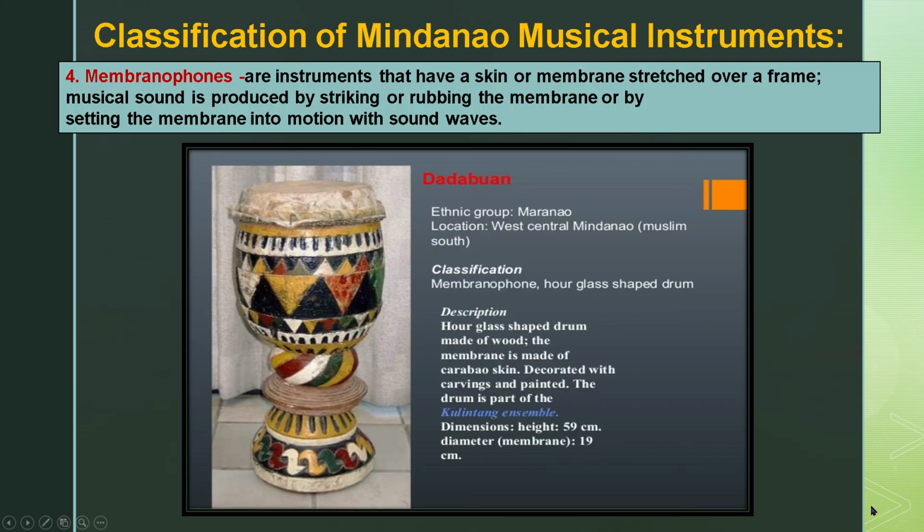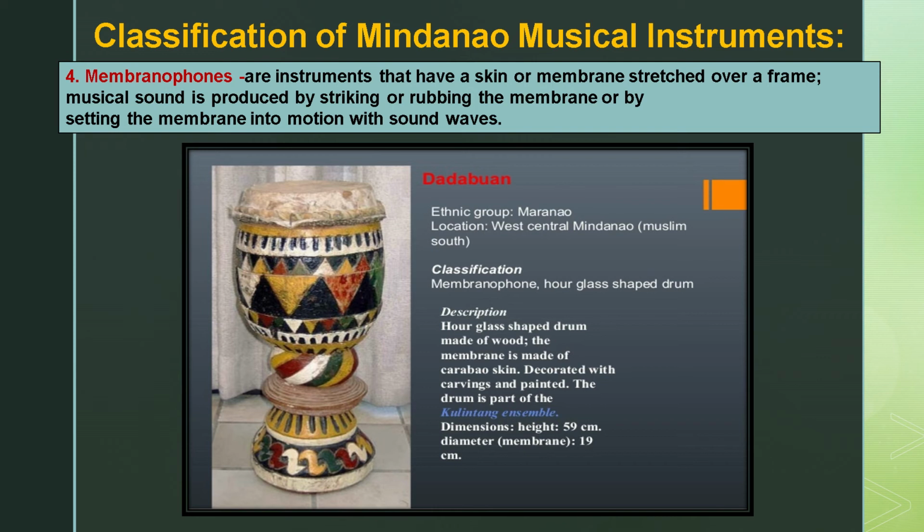Now, let us proceed. Oops, there is more. The membranophone, by the way. Once we say membranophone, these are instruments that have a skin or membrane stretched over a frame. The musical sound is produced by striking or rubbing the membrane or by setting the membrane into motion with sound waves. This instrument, as you can see, is an hourglass-shaped drum used by the Maranao people.